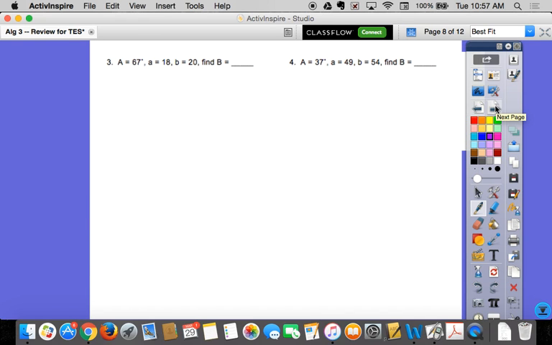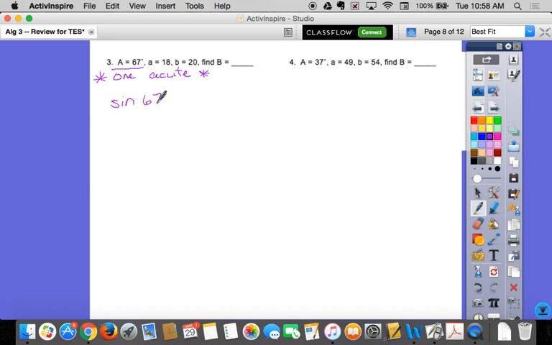Next ones. On number 3, notice that I'm giving you one acute angle. That's the reason that I asked you that question earlier: when do you look for an ambiguous case? I gave you one angle, and that angle is acute. So you need to be on your toes, and you need to be watching out, okay?